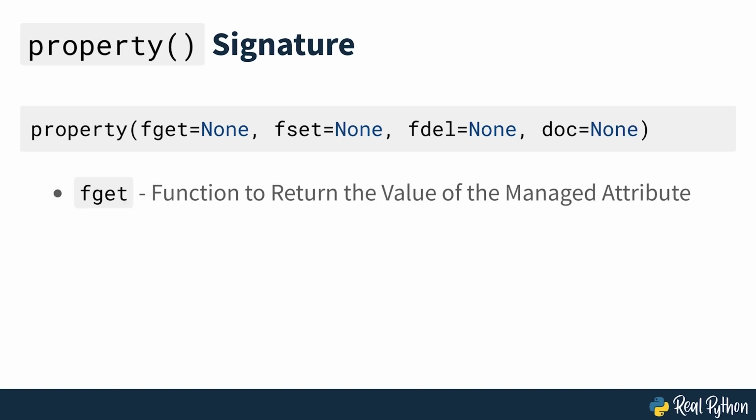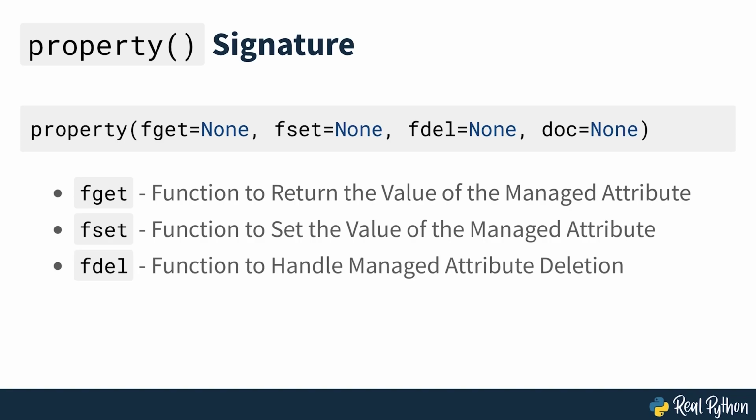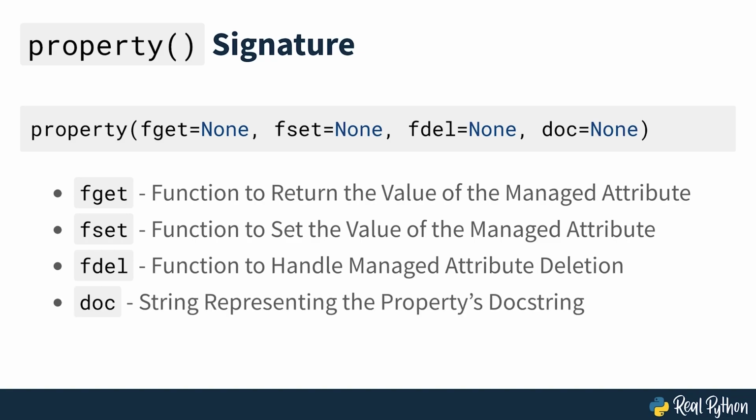Fget is a function that returns the value of the managed attribute. Fset is the function that allows you to set the value of the managed attribute. Fdel is a function to define how the managed attribute handles deletion. And doc is a string representing the property's docstring. The return value of property is the managed attribute itself.